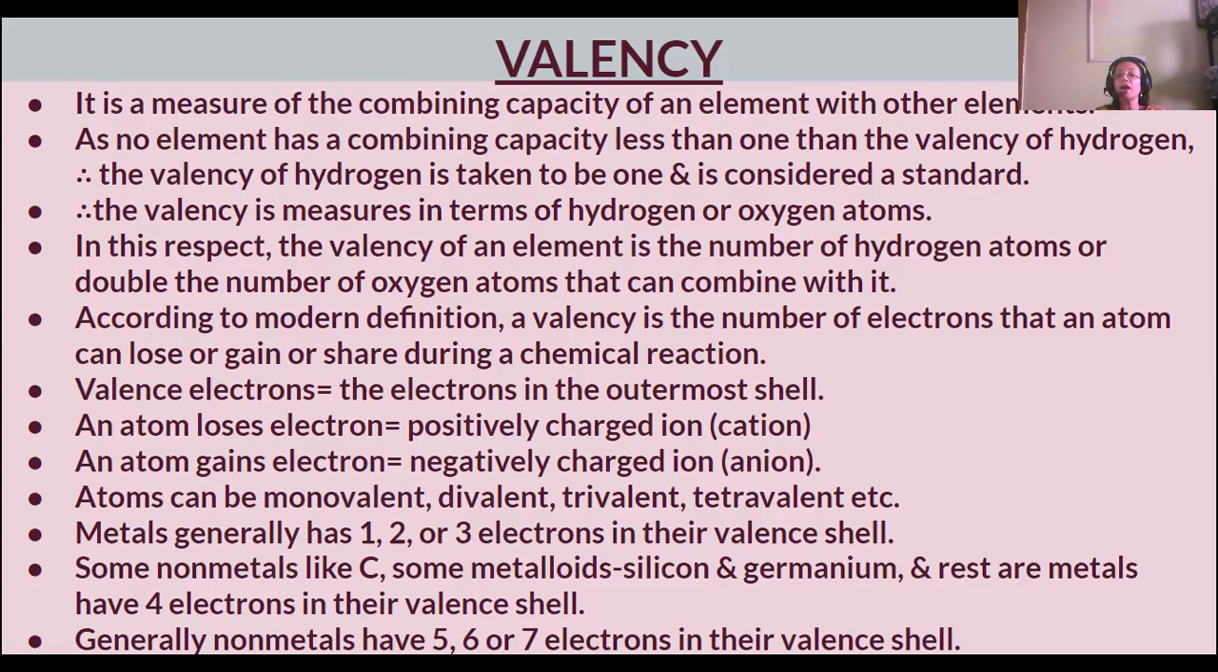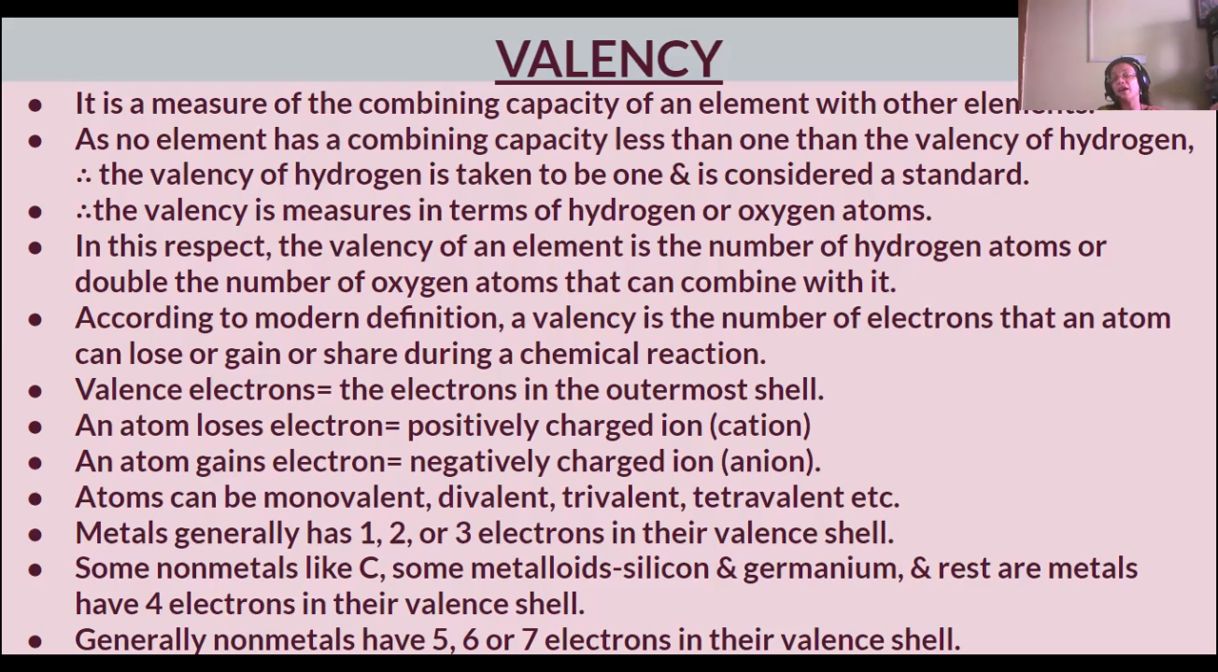Now, an atom can be monovalent, divalent, trivalent, or tetravalent. That is, it can have a valency of 1, 2, 3, or 4, and so on, 5, 6, 7, 8.